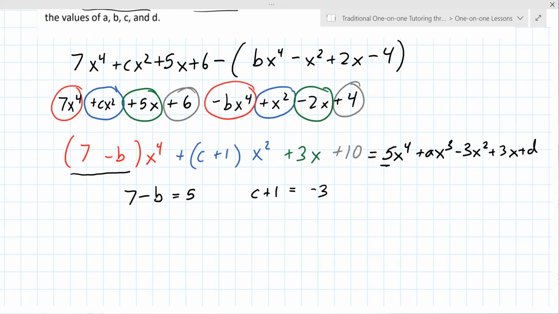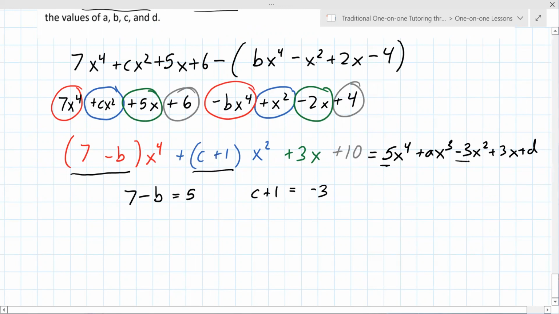And then you set the c plus 1 equal to the minus 3. And then you can set the 3x equal to the 3x, but it's 3 equals 3. And then the 10 equals the d. Okay. And so go ahead and solve for b and c for me, please, and let me know what you come up with.